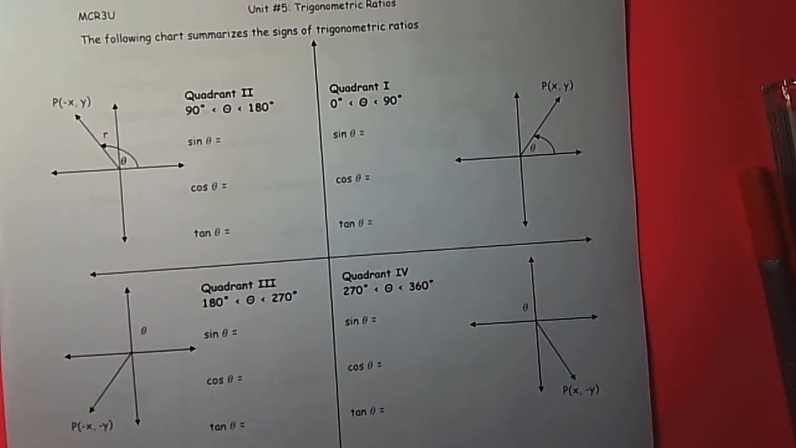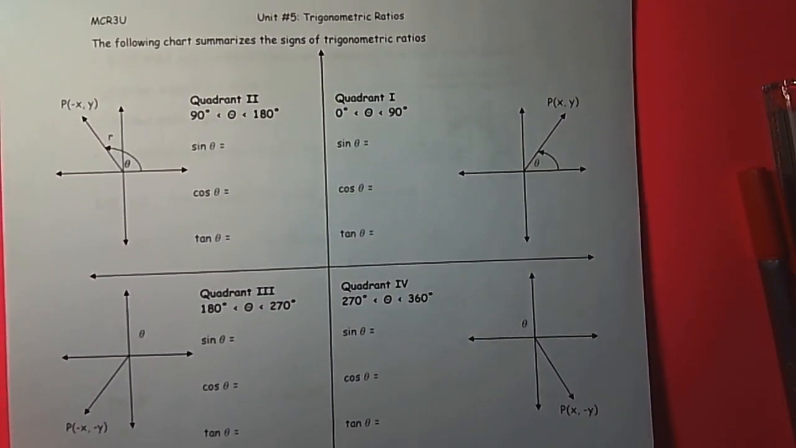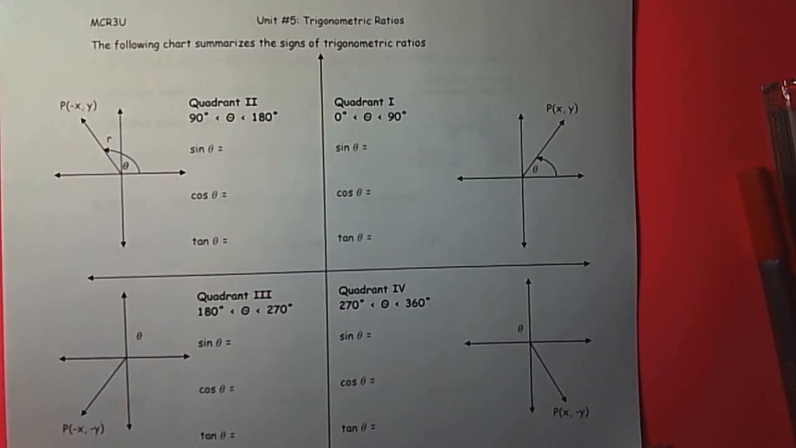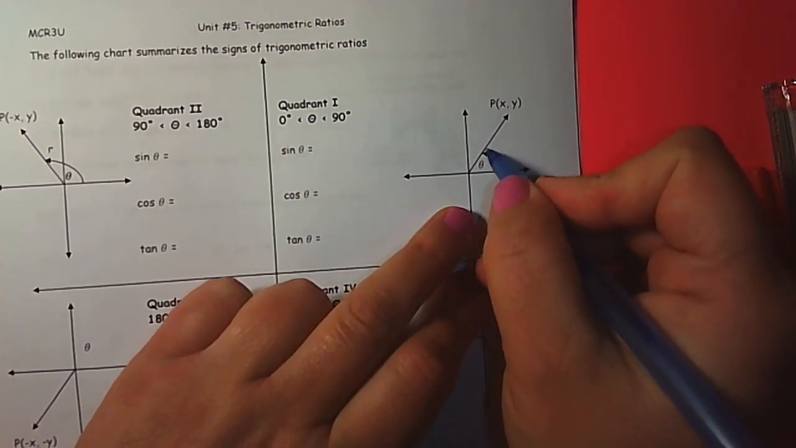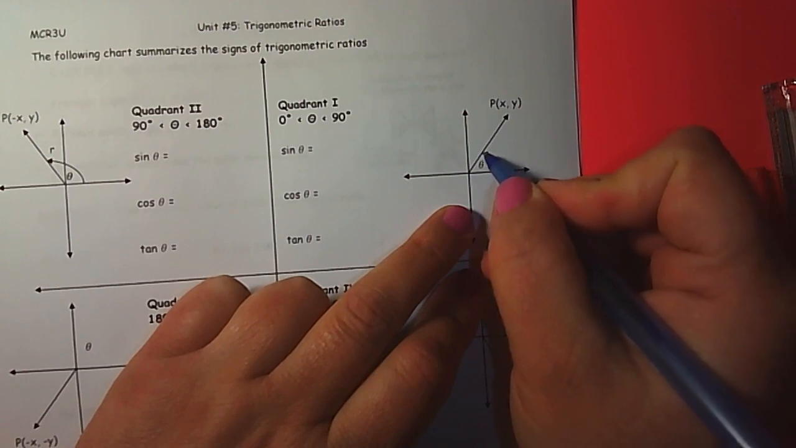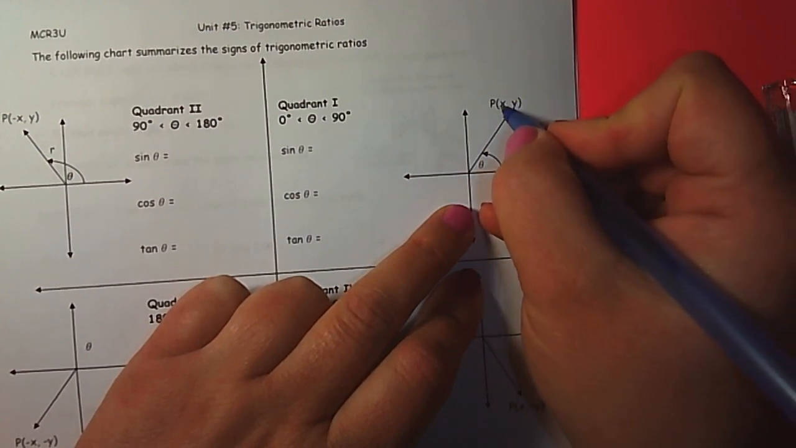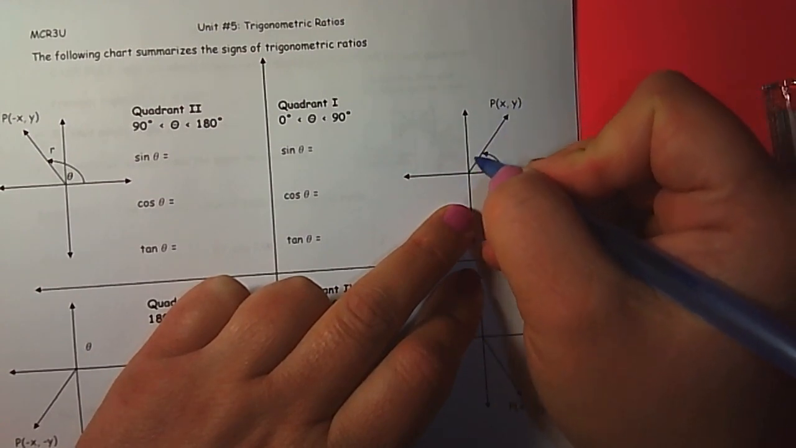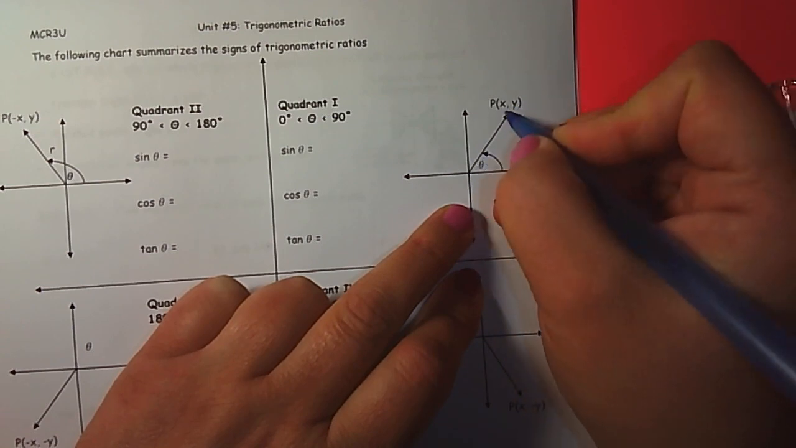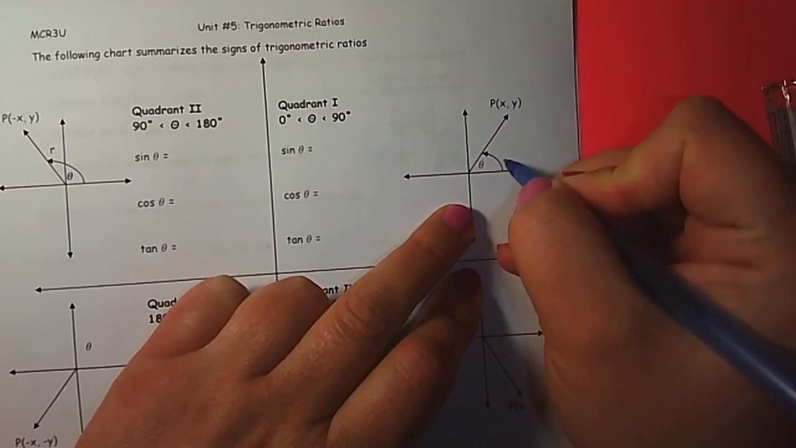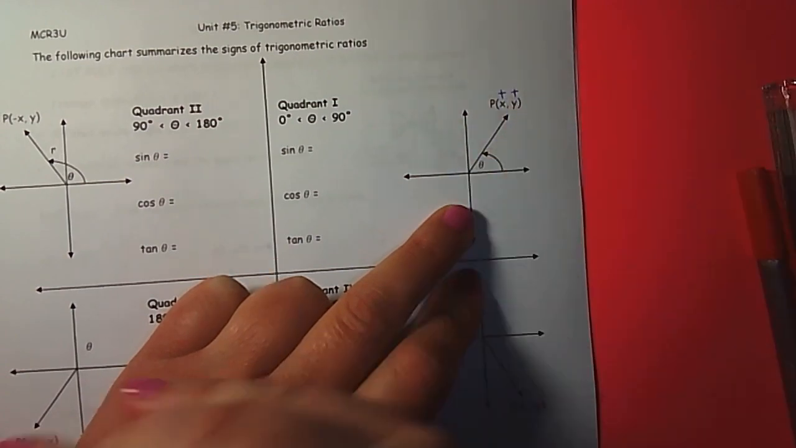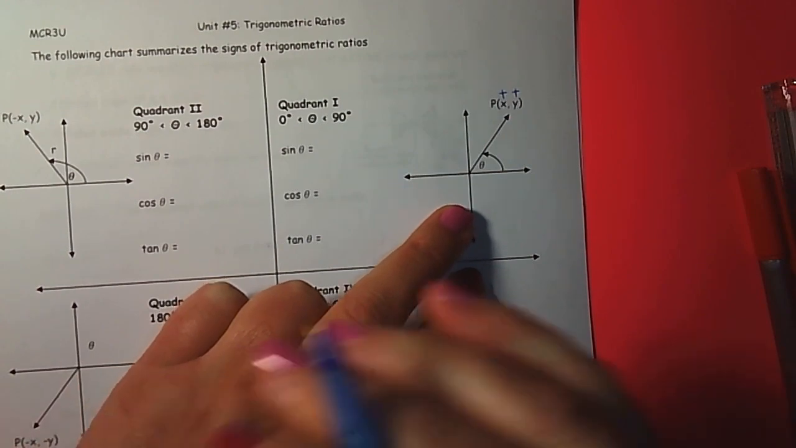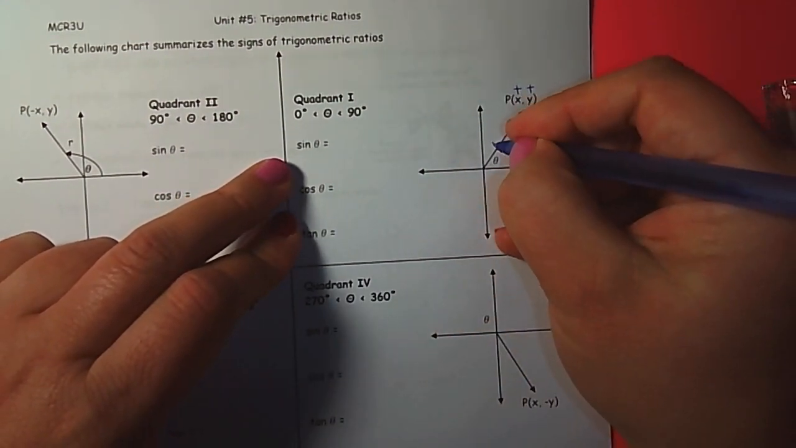Now let's look at the signs of trigonometric ratios in different quadrants. Let's start with quadrant 1. Let's say theta is between 0 and 90 degrees, and when you sketch it, you know that it's going to be in quadrant 1. So the coordinate of the point that is on the terminal arm is x and y, and we know that in the first quadrant, x coordinate and y coordinate are both positive. And this is your r.